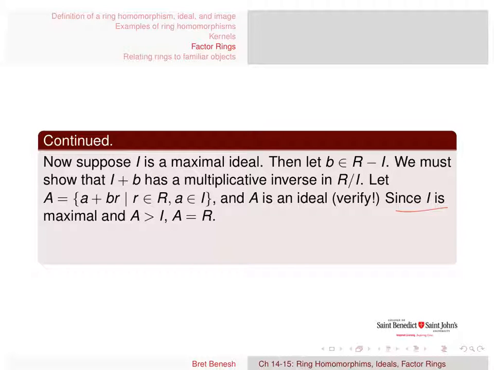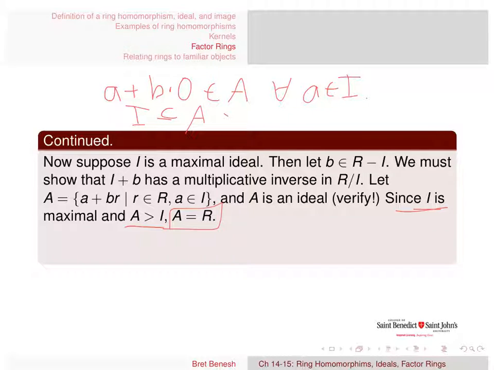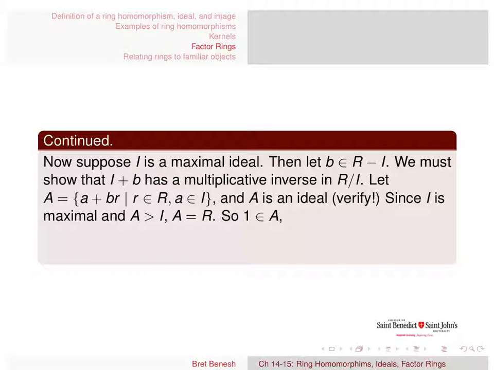Since I is maximal, and A is going to contain I. Why does A contain I? Well, because a plus b times 0 is in A for all a belonging to I. So that means that I is contained in A. And since I is maximal, A has to equal R, because I'm assuming that I is the maximal ideal. So every element of R can be written like this, and 1 is in R, so 1 is in A, the unity. So 1 is equal to like this.